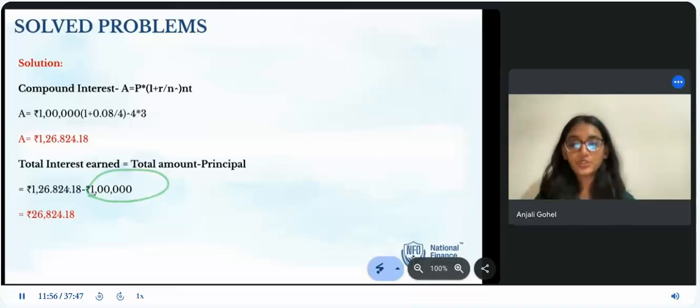So what will I do? From the total amount that I have, I will reduce my principal amount. That will give me the interest that I have earned, which is 26,824. Alright, I hope you've got this correct. If you had not got this correct, I hope you've understood how we calculate this. Right? Let's move ahead.